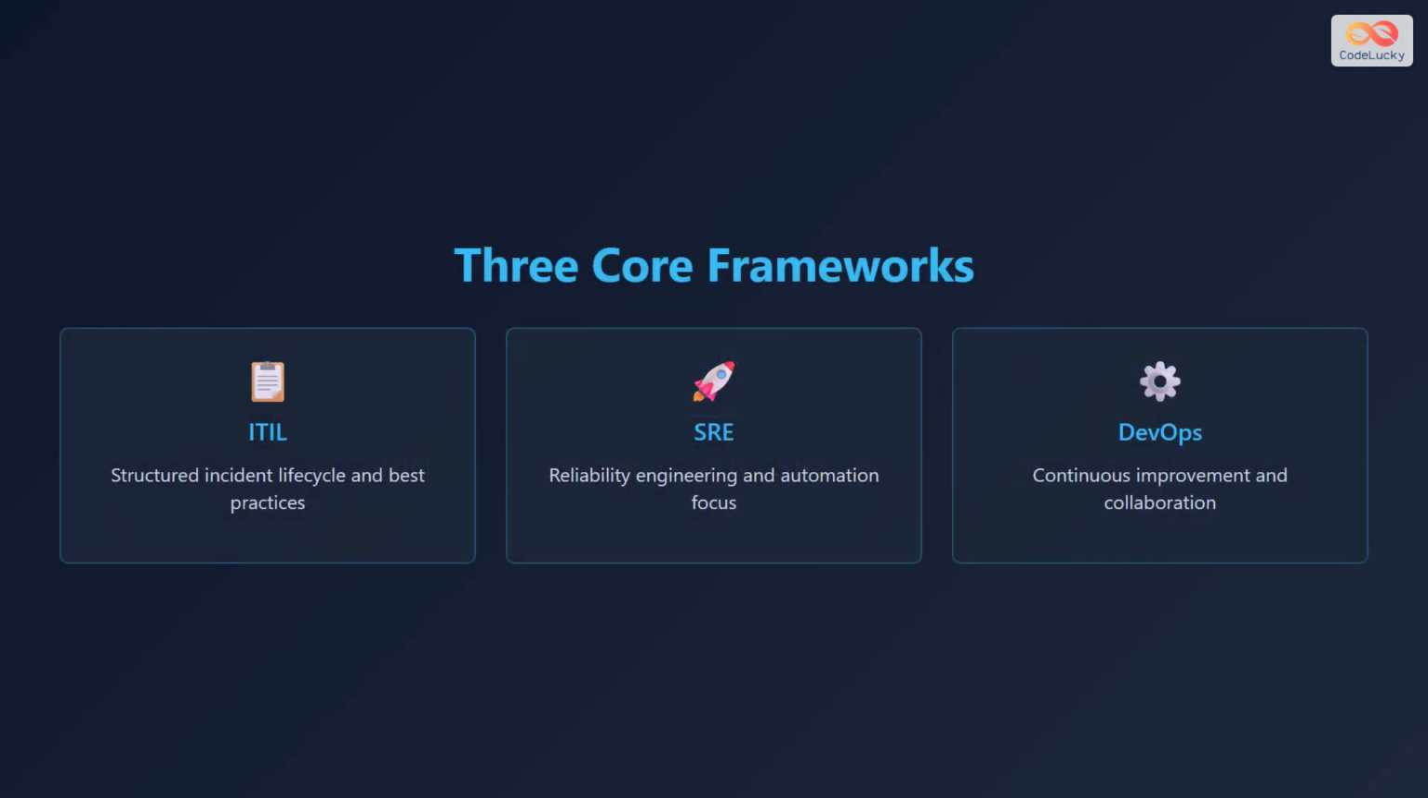Incident management is approached through three complementary frameworks. ITIL provides a structured and proven lifecycle for managing incidents with clear processes and best practices. SRE, or Site Reliability Engineering, focuses on automation and reliability engineering principles. DevOps emphasizes collaboration between development and operations teams with continuous improvement at its core. Together, these frameworks create a comprehensive approach to managing incidents effectively.